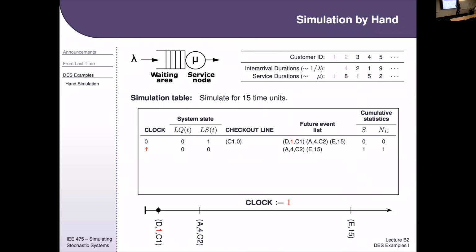So all of that accumulates into this second row right here, where I've moved ahead to time 1. There's now nobody in the queue. There's nobody in service. The checkout line is empty because nobody's in the service and nobody's in the queue.